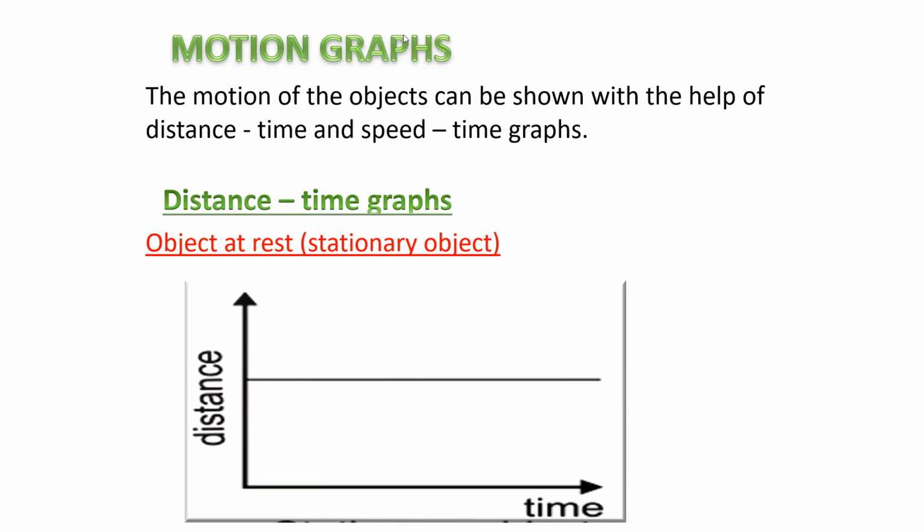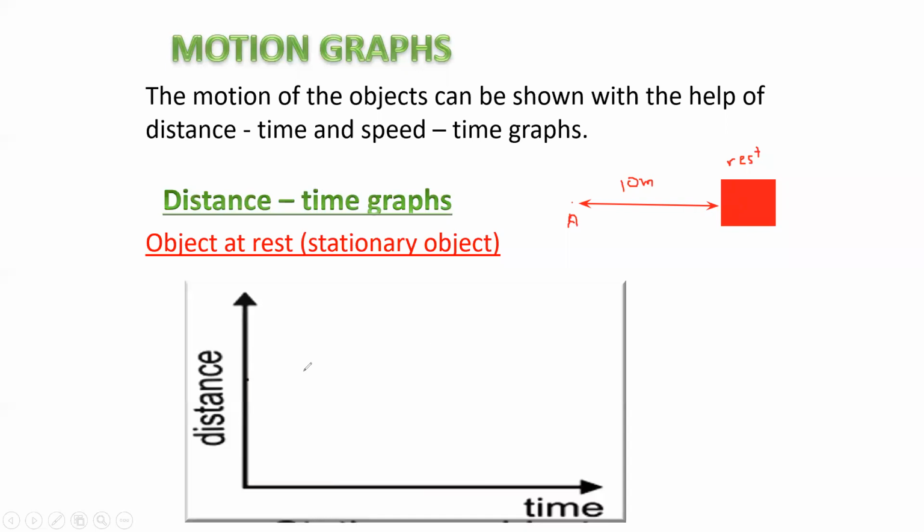Example, say this is an object and you're standing at position A. Okay, and this object is at rest. This object is not moving. And the distance between you and the object, example, it is 10 meters. And the object is not moving.